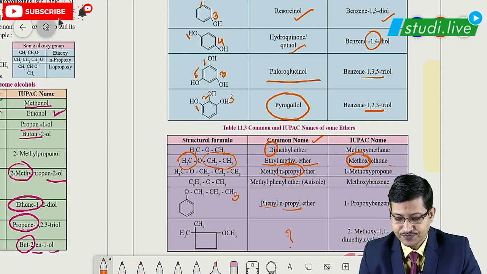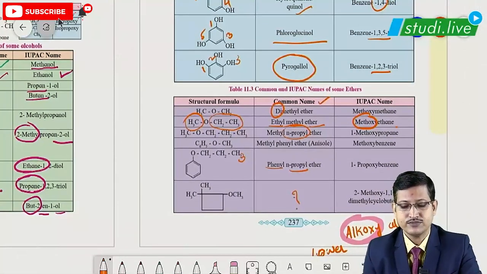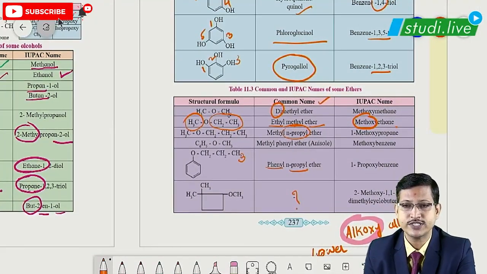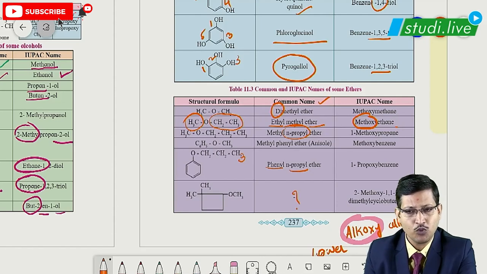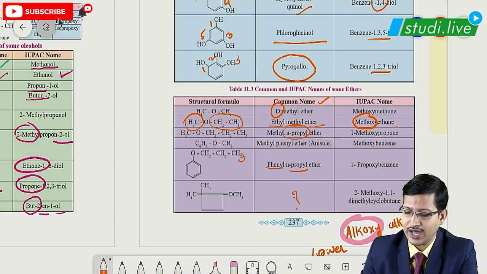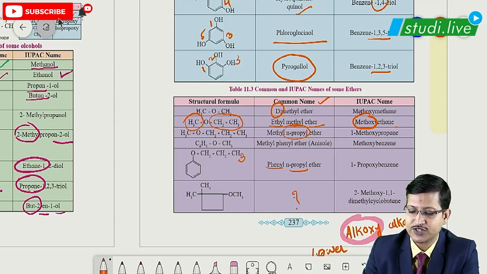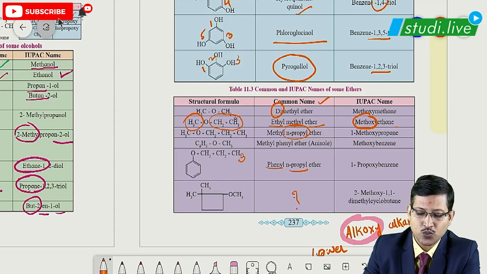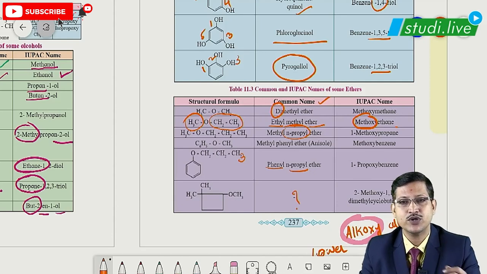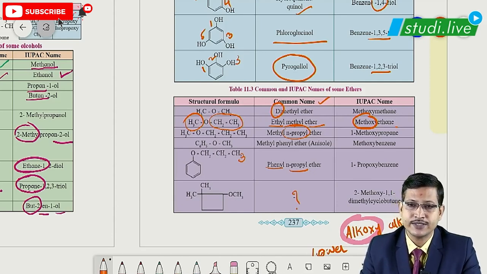The next one, now in the first one it is CH3OCH3. Both the groups are the same, so you cannot call one a larger or smaller one. Any one can combine with O and that gives you methoxy here, and what is left out is one carbon, which is methane. So the name of the compound is methoxymethane.